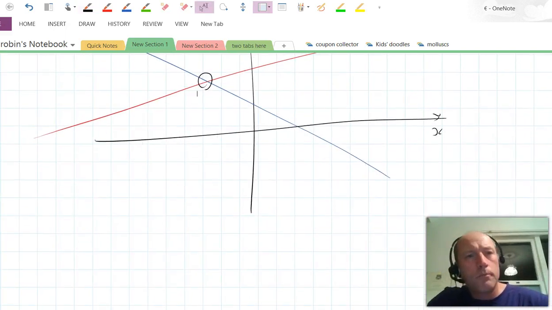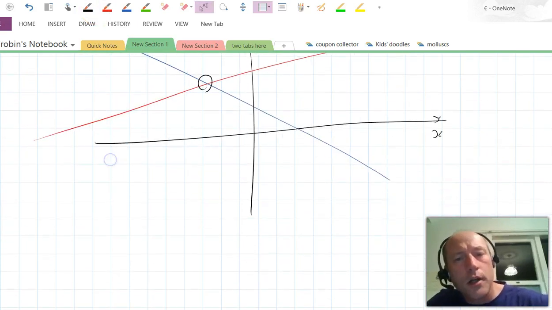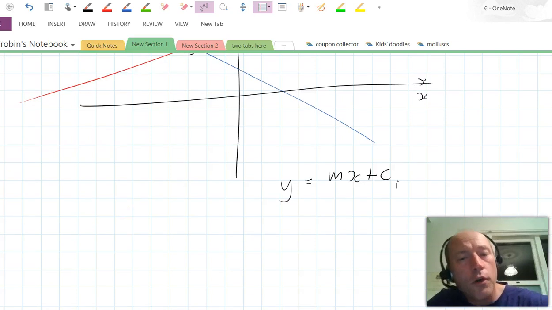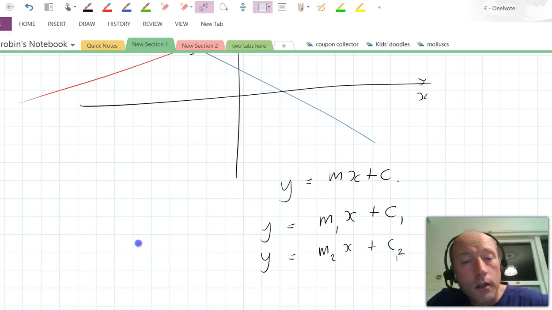So I'm just going to investigate that. If we've got two lines, how do we describe them? Well, we've got y equals mx plus c, which is our standard format for a straight line. But we've got two expressions. We've got y equals m1x plus c1, m1 being the slope of the first line and c1 being the intercept of the first line, and we've got y equals m2x plus c2.